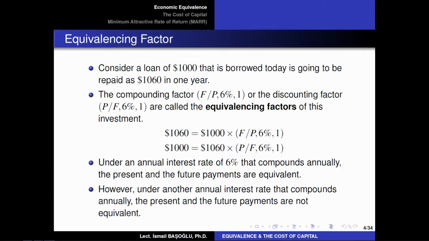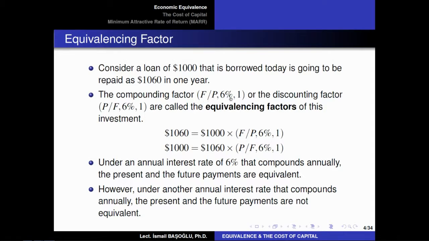Let's say we have borrowed $1,000 of loan, and it is going to be repaid as $1,060 in 1 year. So we use the single payment compound amount factor, F over P, under 6% interest rate for 1 year, right? Because as you can see, this $1,000 becomes $1,060. So there is a 6% interest that is applied on the loan.